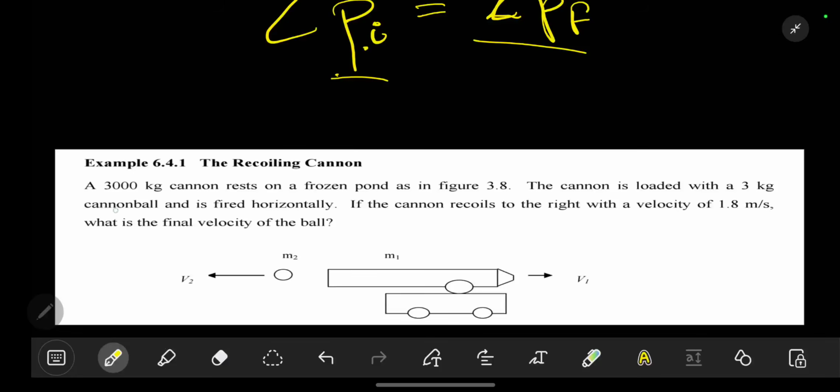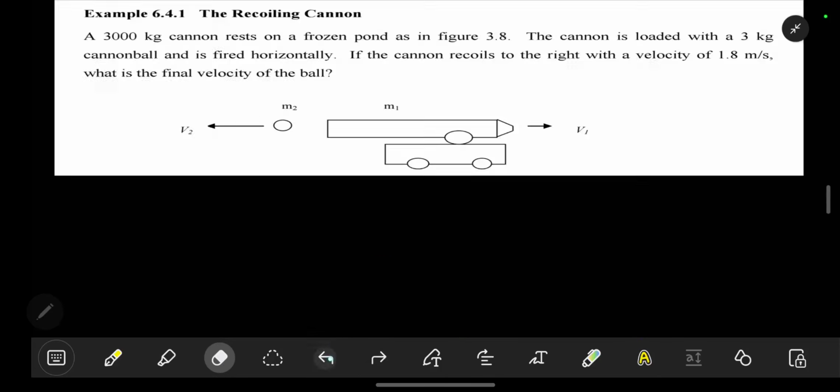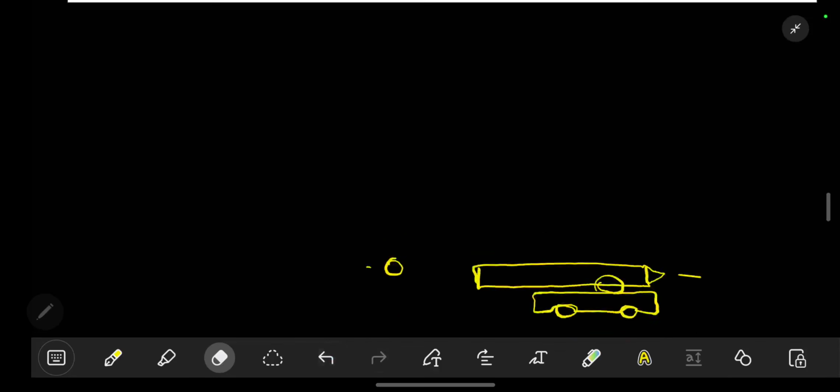We have been told that a 3,000 kg cannon rests on a frozen pond as shown in figure 3.8. The cannon is loaded with a 3 kg cannonball and is fired horizontally. If the cannon recoils to the right, meaning it moves this side, with a velocity of 1.8 m/s, what is the final velocity of the ball? So that means this is what was going on.